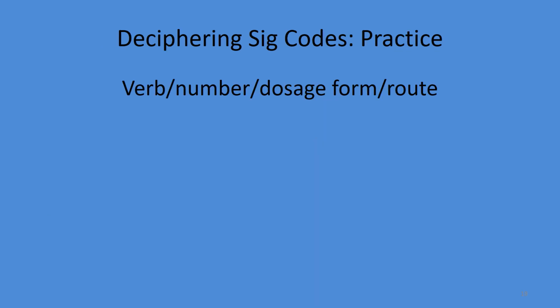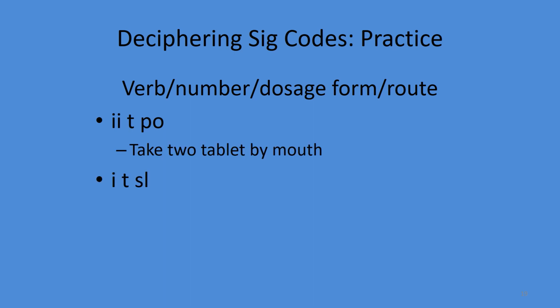Let's do some practice. For this one, we're just going to do the first four elements: verb, number, dosage form, and the route. So PO, the verb code, is always going to be take. So we'll just take 2 tablets by mouth. SL, under the tongue. So we don't want to take under the tongue. The verb for this one is going to be place. So in this case, we'll place 1 tablet under the tongue.